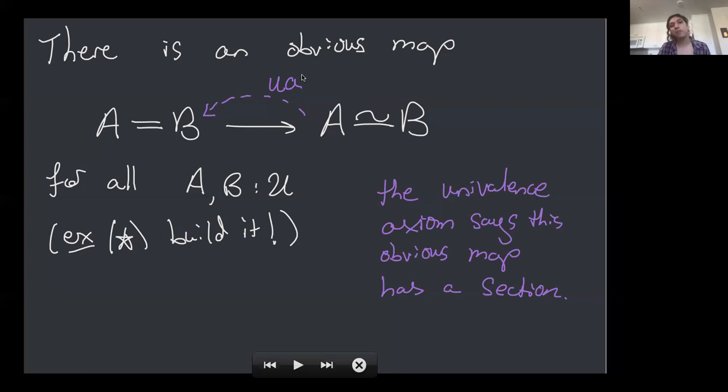But the idea is that transporting along a path that came from univalence is the same thing as applying the equivalence. So transport along a path from univalence is exactly what we were doing on the previous slide, but now automated. You apply univalence, you can transport whatever, and everything works.